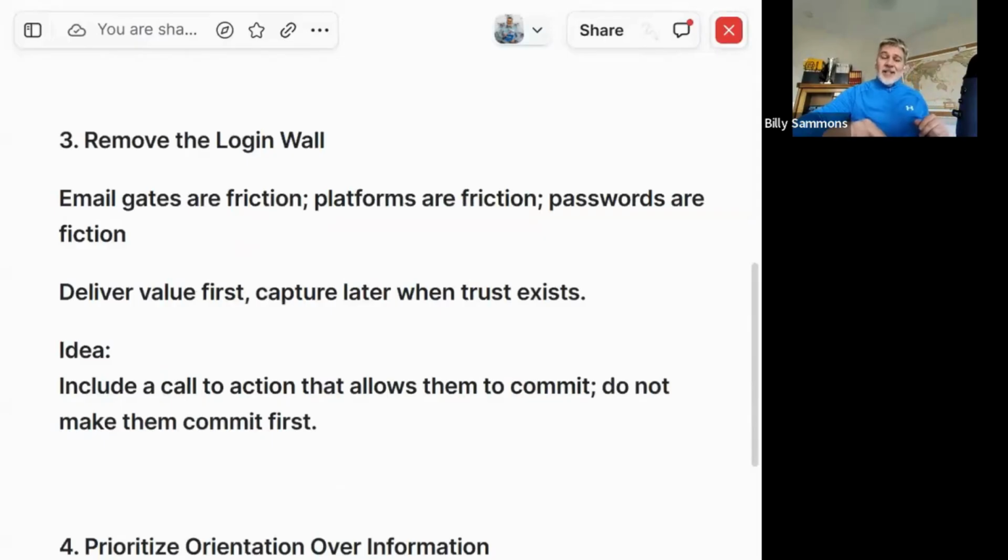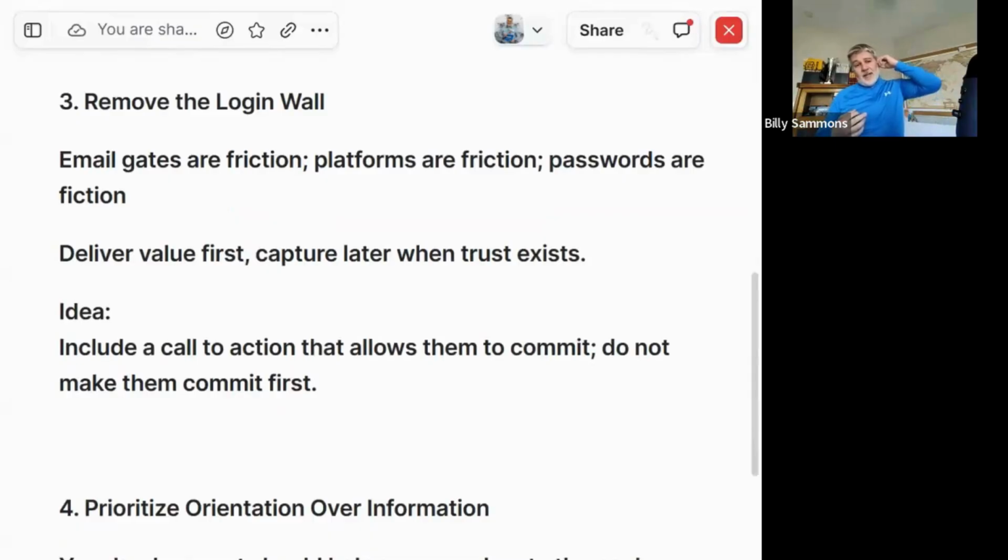Because if they start it and it takes more time than it requires that they sit down for a cup of coffee or waiting in line, they may not come back to it. The third thing you want to do in your lead magnet to remove the friction is remove any logins. You don't want to do logins. You don't want to collect emails.